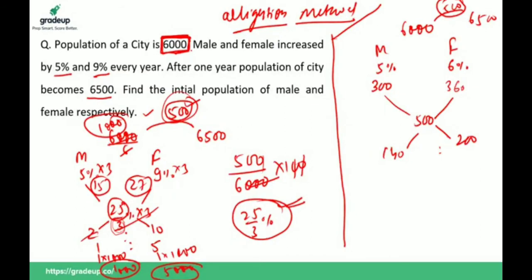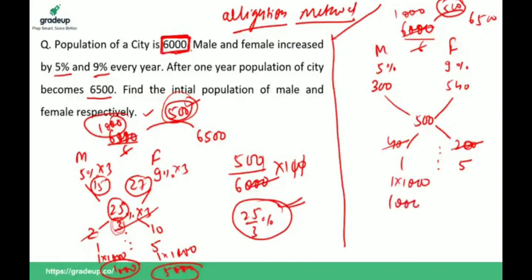I think, is there any mistake in this solution? All right. Okay. Female is 9%. Sorry, guys. Female is 9%. So 9% of this is 540. All right. Now, this is 200. This is 40. So after solving this, we will have 200 and 40. We will have 1:5. Now divide 6,000 in 1:5.